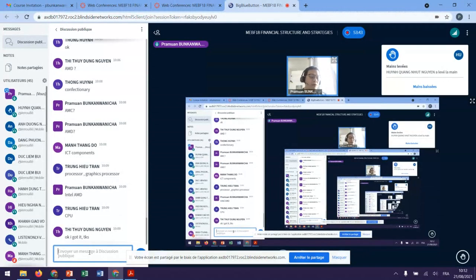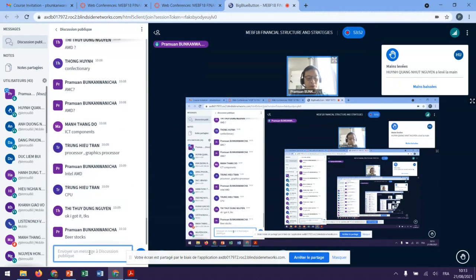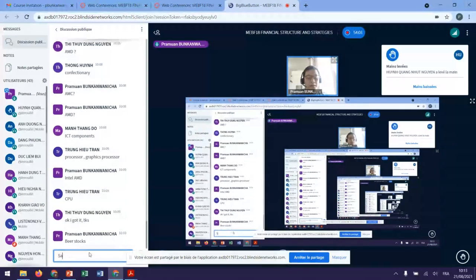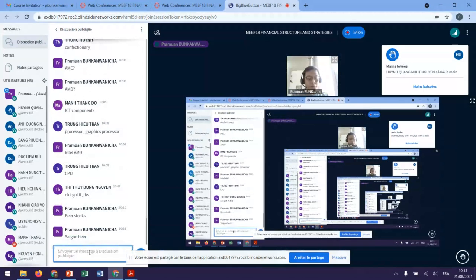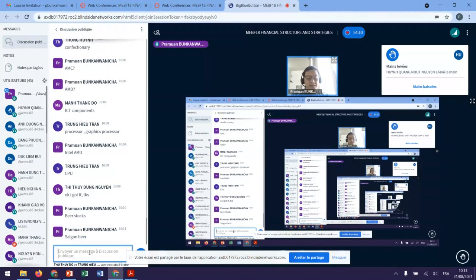It's the same for beer stocks. Do you have beer stocks in Vietnam? Are they listed or non-listed? What is the name of the beer, is it Saigon beer? Is it a listed company? The company who produces Saigon beer is a listed company.